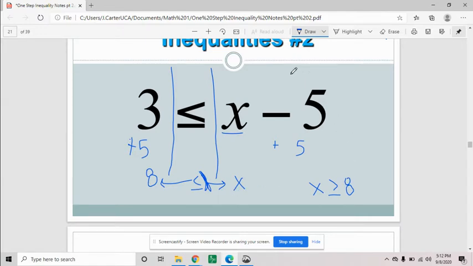So to draw that on a number line up here, if 8 is here, then I put a circle at 8, and because it is equal to 8, I can close that circle. And I just shade everything to the right. Draw my arrow and it'll just keep going. Everything to the right.